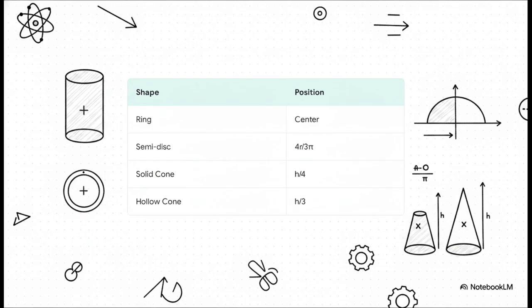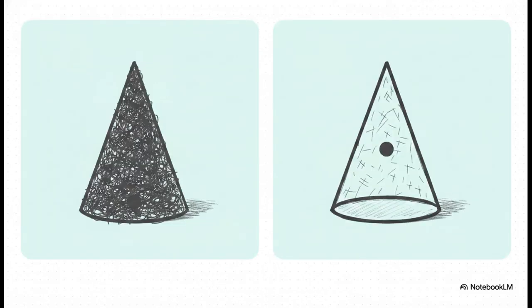Honestly, I highly recommend taking a screenshot of this ultimate CG cheat sheet right now. These exact fractions show up as high-yield questions all the time. For uniform, symmetrical stuff like a solid cylinder or a ring, it's right in the geometric center. Super easy. But for a semicircular disk, it's 4r over 3 pi from the diameter. A solid cone is at height h over 4 from the base, while a hollow cone is at h over 3.